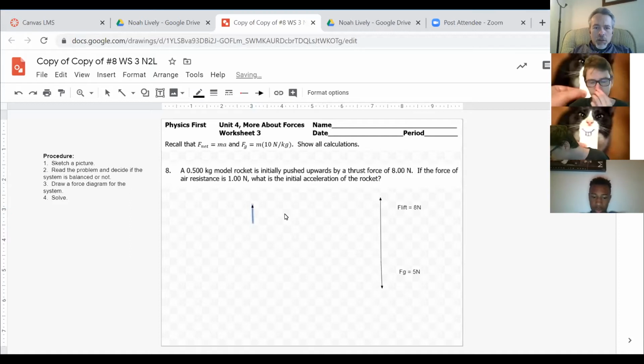Hey, looks pretty good so far. There's two different downward forces. Which one should I use? There's the gravity force and the air resistance. Right, and so I think you need to draw two arrows right next to each other downward.